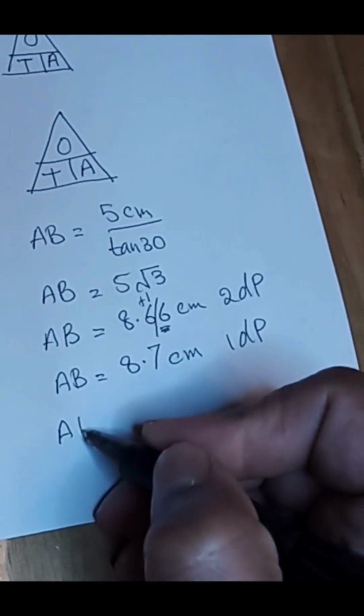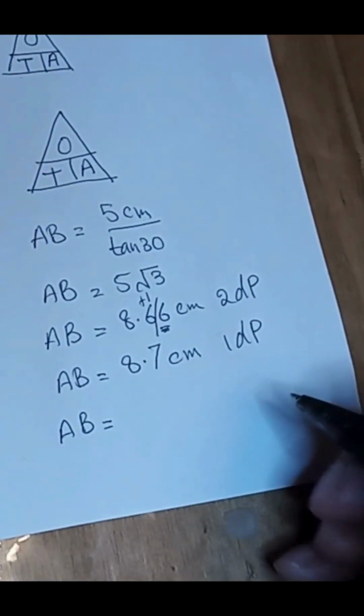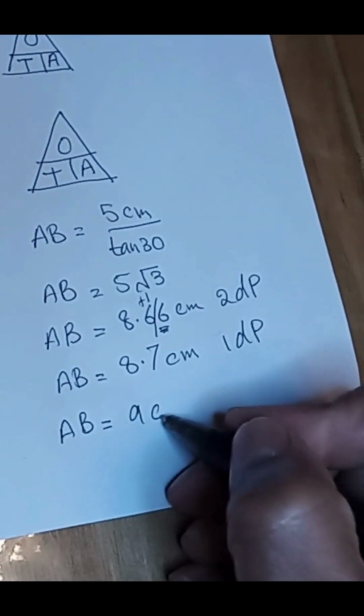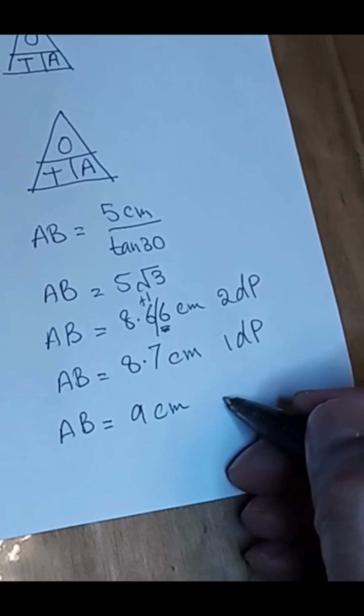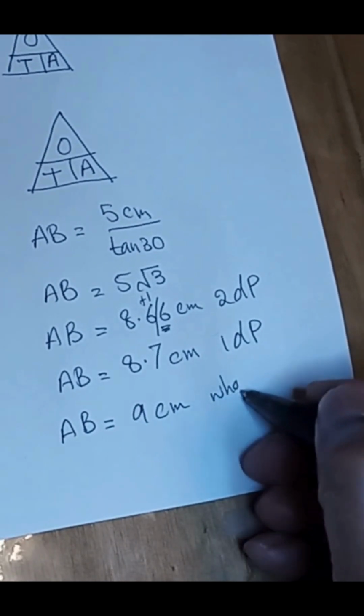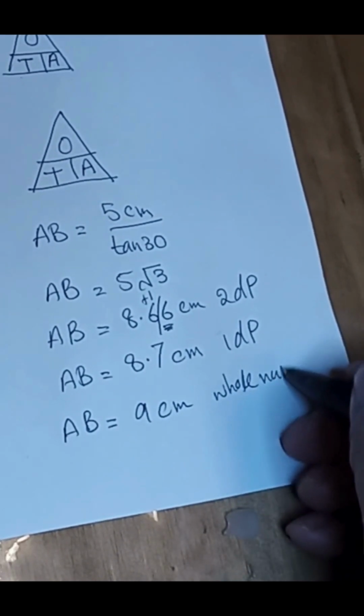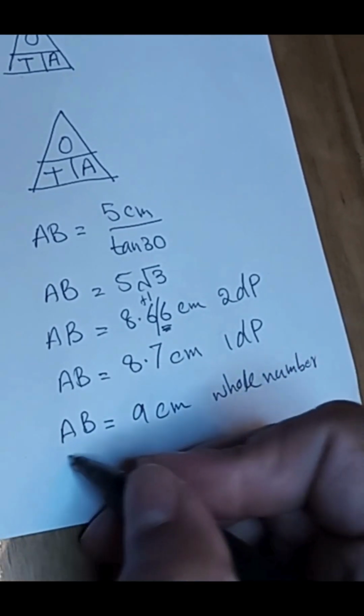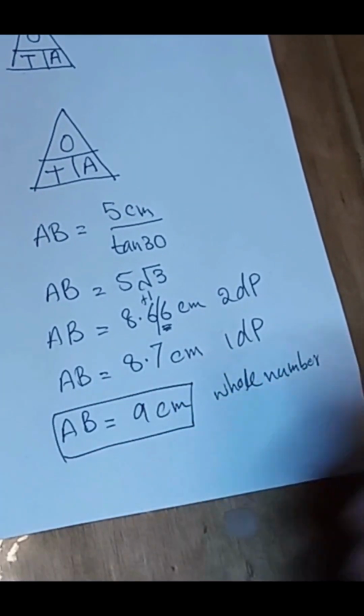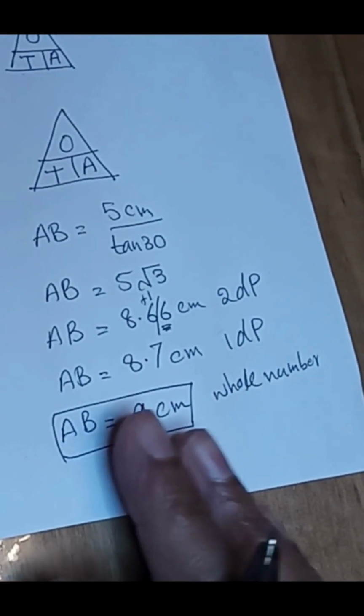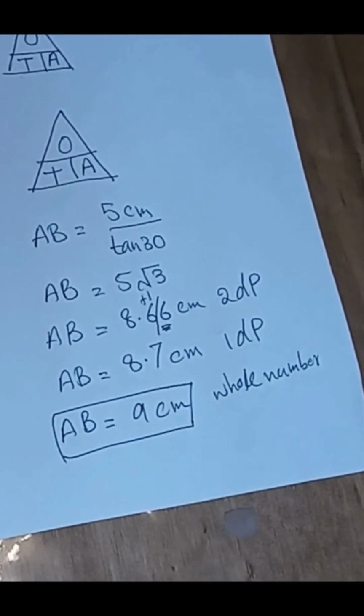If we need to write down the same length to the nearest whole number, that will be 9 centimeters to the nearest whole number, right? So we got the length AB is equal to 9 centimeters to the nearest whole number, and AB is equal to 8.7 centimeters to 1 dp.